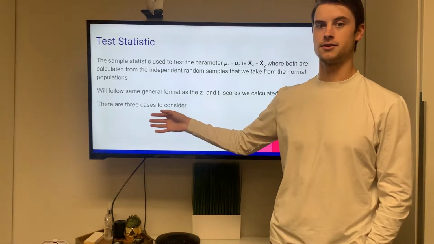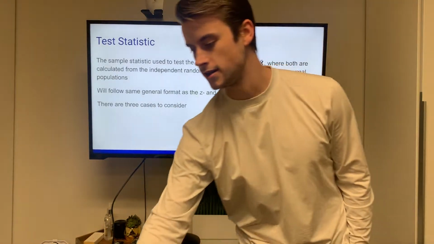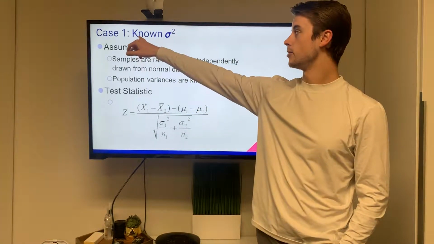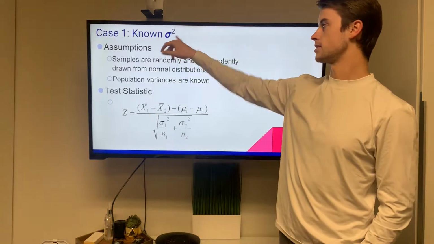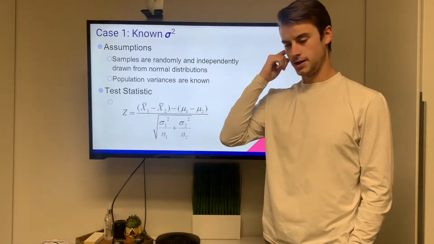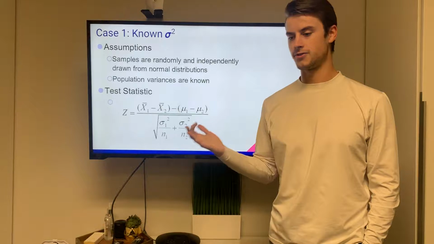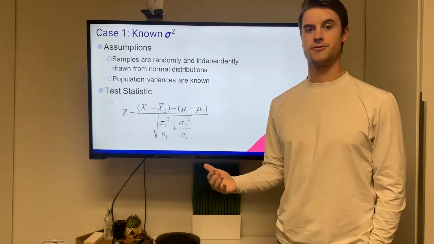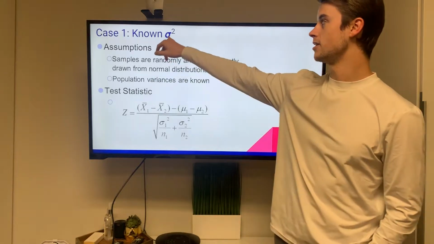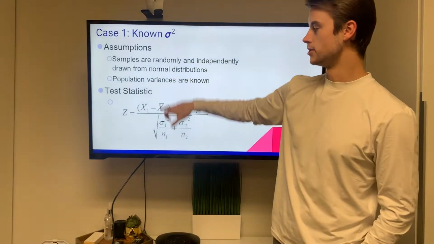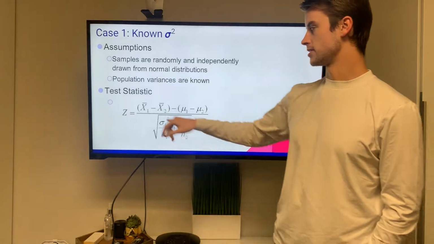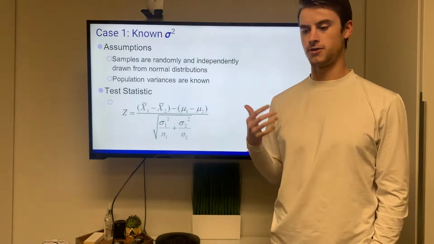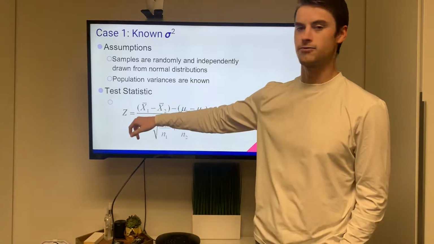There are 3 cases to consider when doing these two sample hypothesis tests. The first one we're going to talk about is when we know the variance, when we know sigma squared. There are always different rules and situations that we have to account for to figure out which formula to use. If we know sigma squared, we'll use this one, our Z statistic. If we need to find the Z score of our test, this is the formula we use.